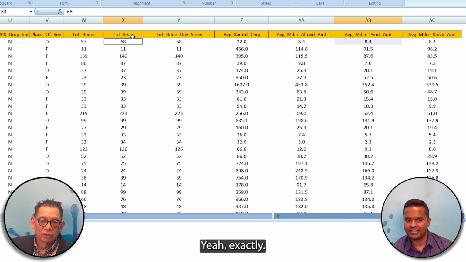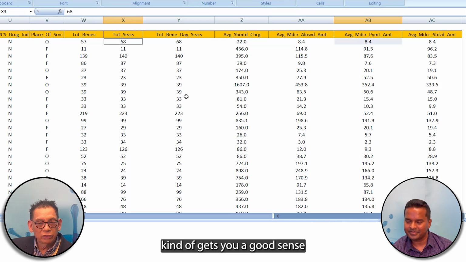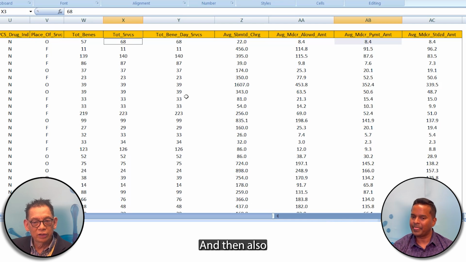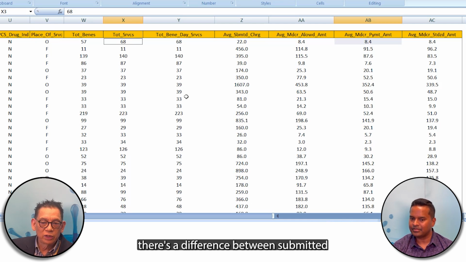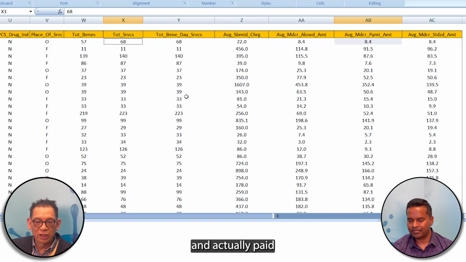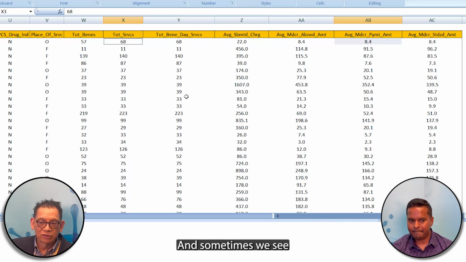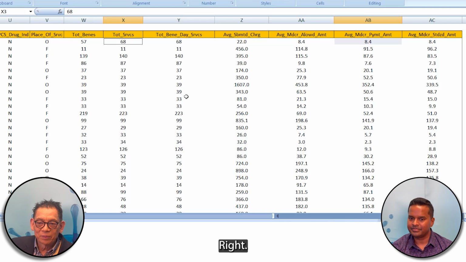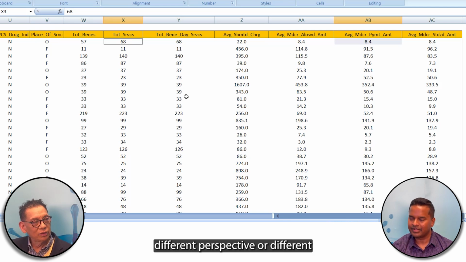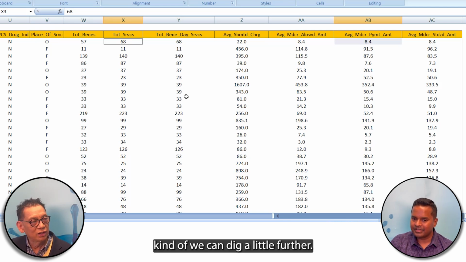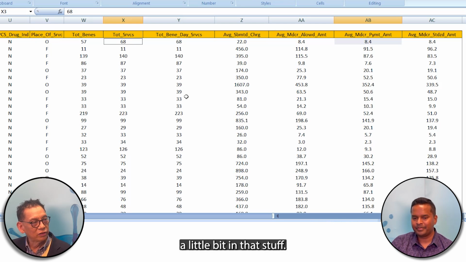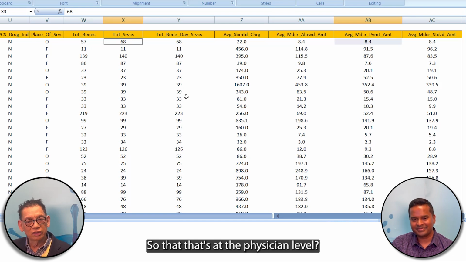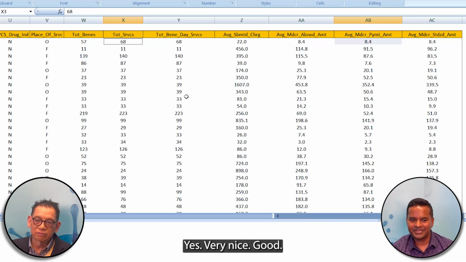So this gives you a good sense of how much the doctor is receiving. It also tells you there's a difference between submitted and actually paid, and it goes through the max allowed. Sometimes we see that the payment is below the max allowed. For example, the second one is 91.5, but it's 114.8. So you can dig a little further and understand the mechanism of the payment. That's at the physician level. Very nice. Let's move on.